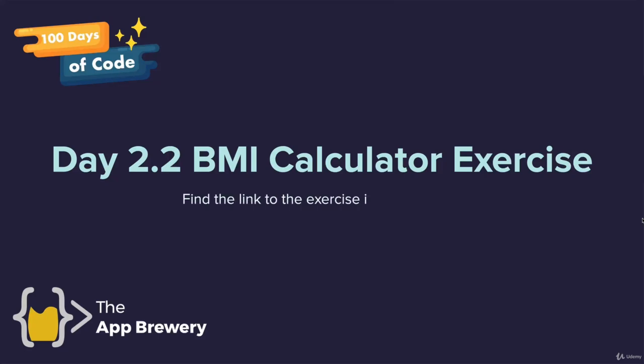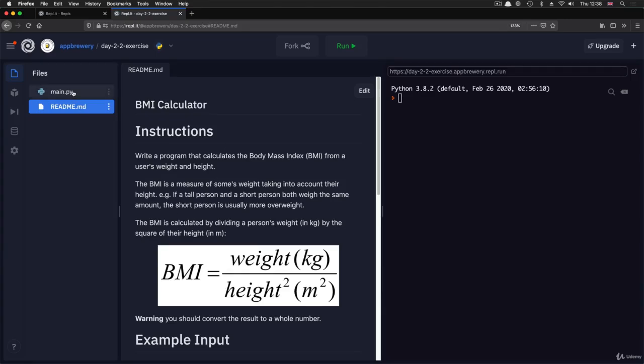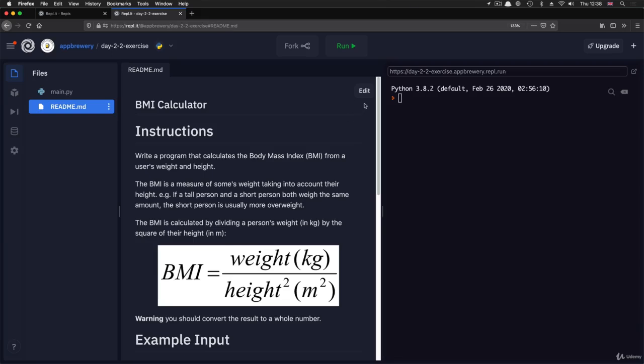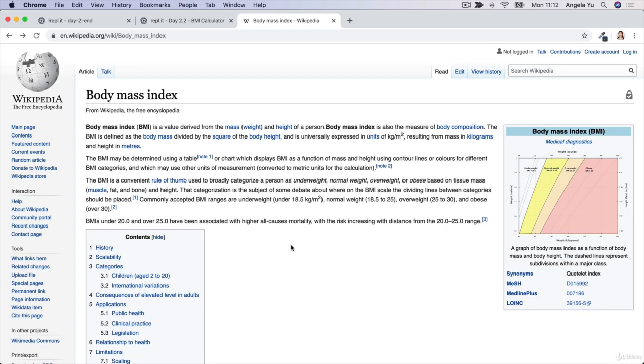All right, so in this code challenge, click on the day 2.2 BMI Calculator code exercise. The goal of the challenge is to work out somebody's body mass index based on their weight and height that they input. The body mass index is a way of measuring somebody's body composition that's independent of their height. If two people are both 60 kilos, but one of them is tall and the other is short, then the shorter person is probably a little bit more overweight, right?